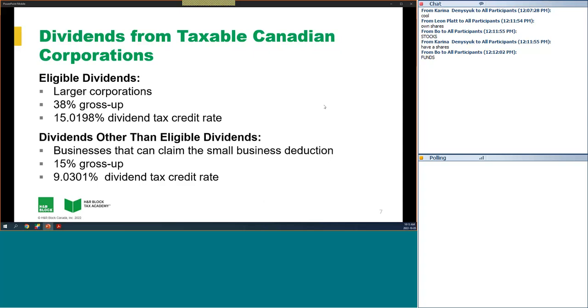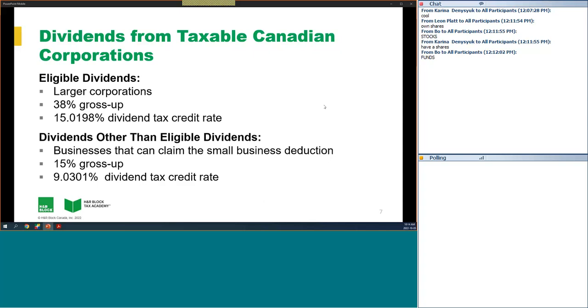So what we do with dividends is, when you get issued a dividend, you will receive an actual amount of money. On the tax return, we have to increase that. We do what's called a gross up. We add more to it, and we say the $100 dividend you got is actually worth $138 if it's an eligible dividend, or $115 if it's other than eligible. We then tax you on that amount, and then because the corporation has already paid some tax, we give you a dividend tax credit to compensate for that.